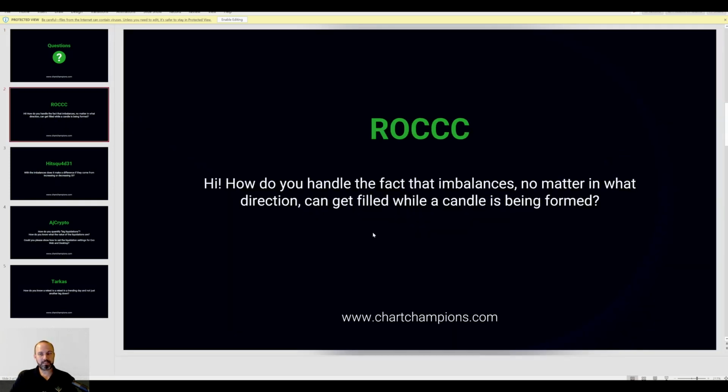How do you handle the fact that liquidation, no matter in what direction, can be filled while the candle is forming? Again, it really depends on the situation, and most important, you need confluence, right? Without a confluence, there cannot be a trade, and everything that I've talked about and explained doesn't make sense. You need the confluence. So, the fact that imbalances, no matter what direction, can be filled while a candle is being formed.